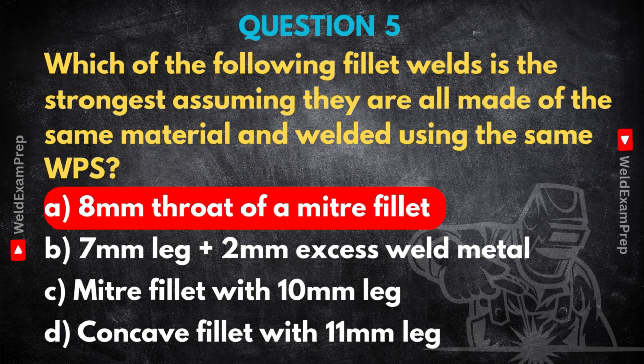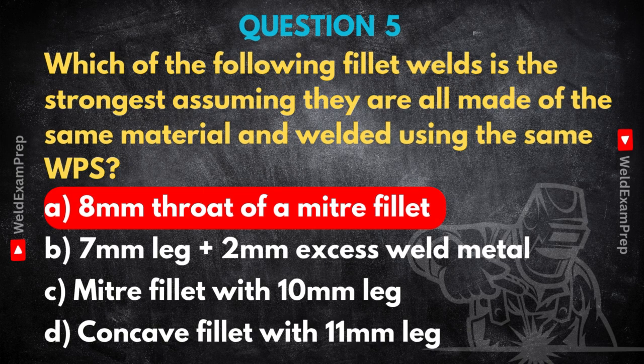So walk us through why the others, which maybe sound strong, aren't quite as good as the 8mm throat. Sure. Let's look at option C, a miter fillet with a 10mm leg. Sounds pretty big, right? But for a standard miter fillet, the theoretical throat is calculated as about 0.707 times the leg length. So 10mm leg times 0.707 gives you a throat of roughly 7.07 millimeters, which is definitely less than 8mm. Less than 8, okay.